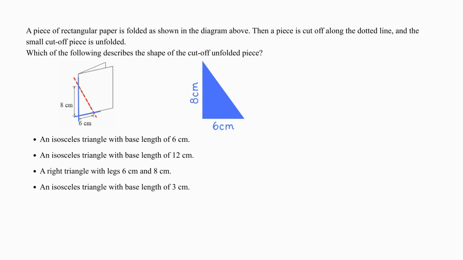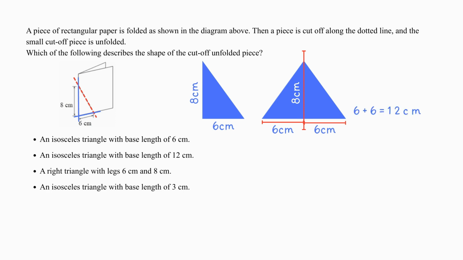This is the most important part. Imagine unfolding that small triangular piece. The vertical side, the 8 centimeters part, is right on the fold. It doesn't change. It stays the center spine of our new shape. The bottom edge was 6 centimeters wide on the folded paper. When you unfold it, you get another 6 centimeters on the other side of the fold. So the total base would be 6 centimeters, left side plus 6 centimeters, right side equals 12 centimeters total.